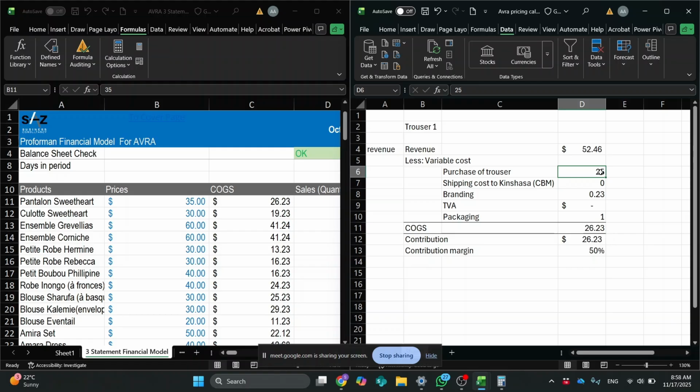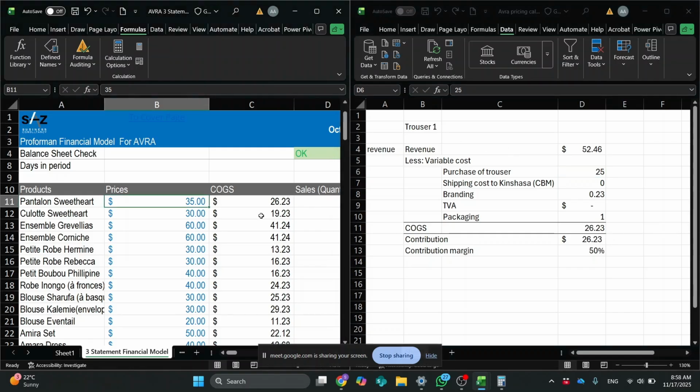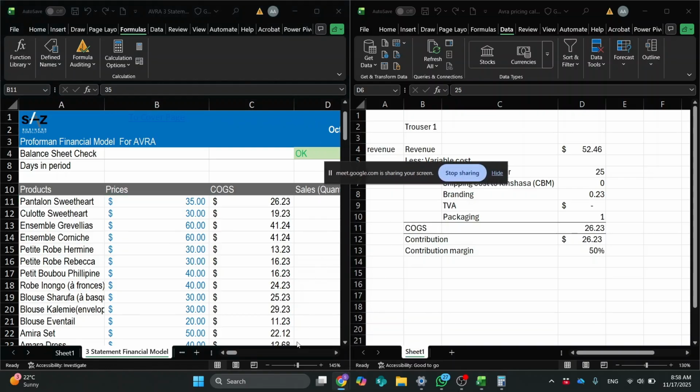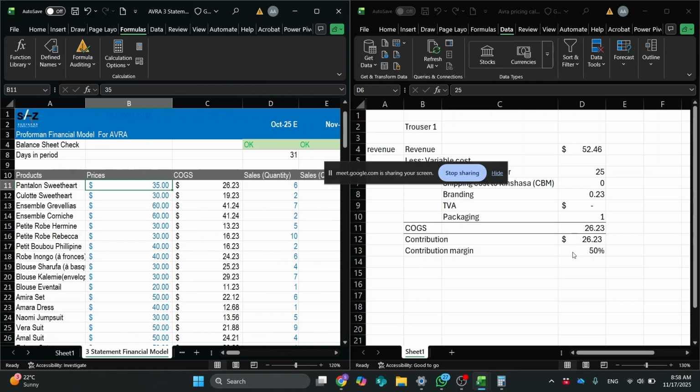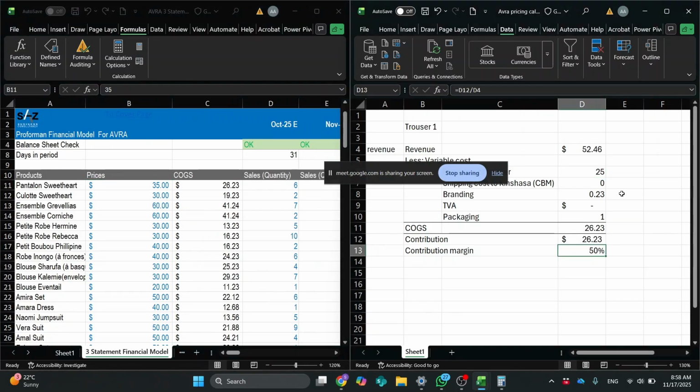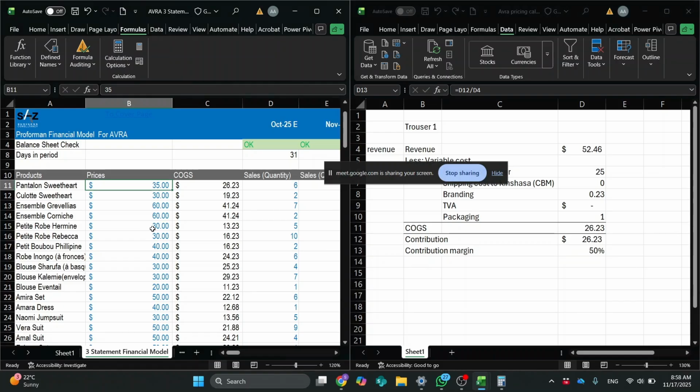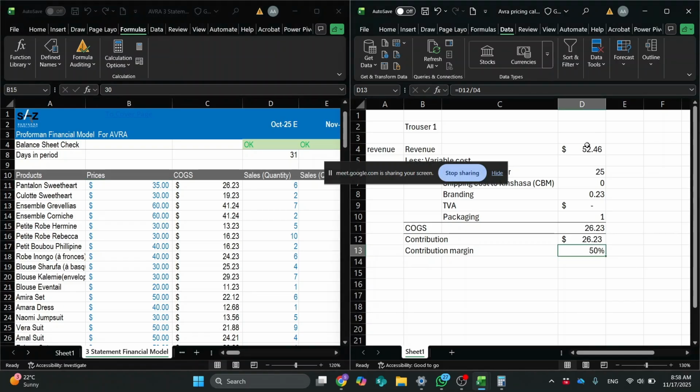How much do we want to make in this business? Maybe we do this exercise. We create something like what you're seeing here on the left. Then, based on this, let's try and calculate all these margins first. We calculate these margins. Then we'll see which ones actually apply and which ones don't. For example, this Petite Robe Hermie, you're selling it at $30.